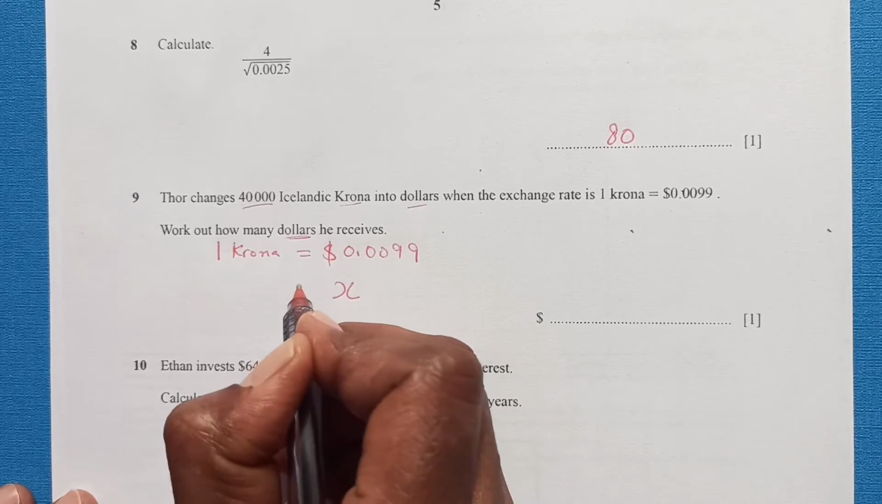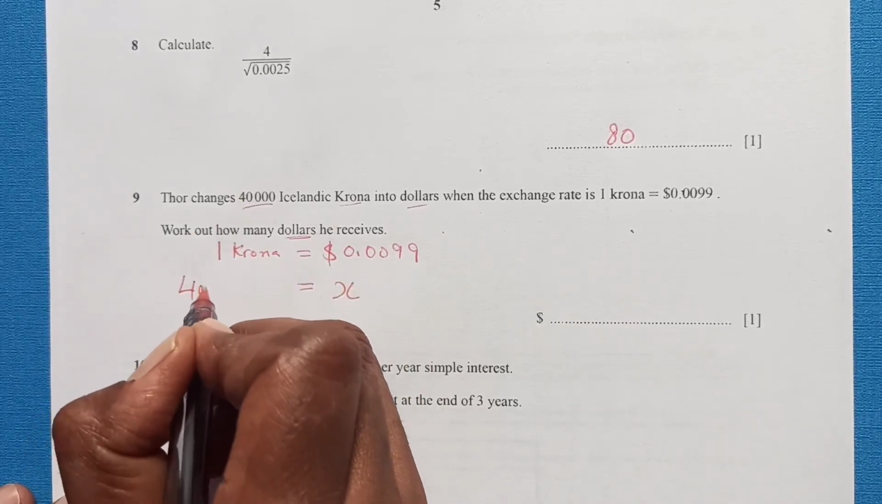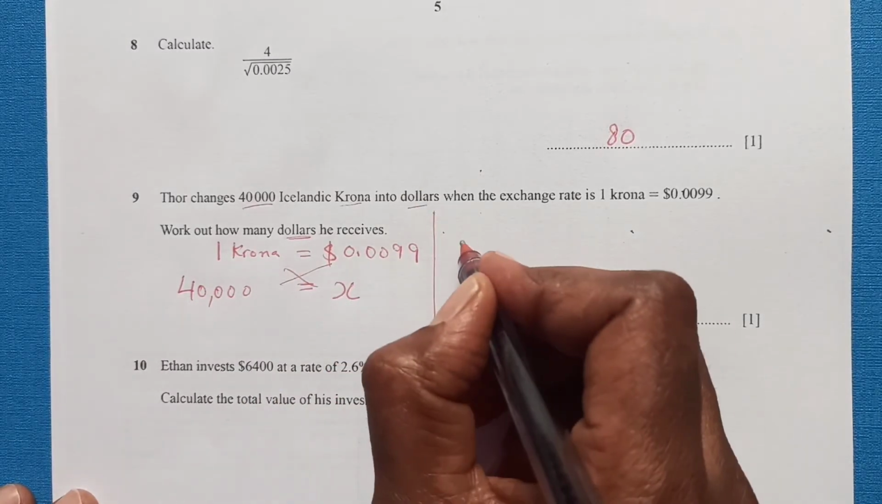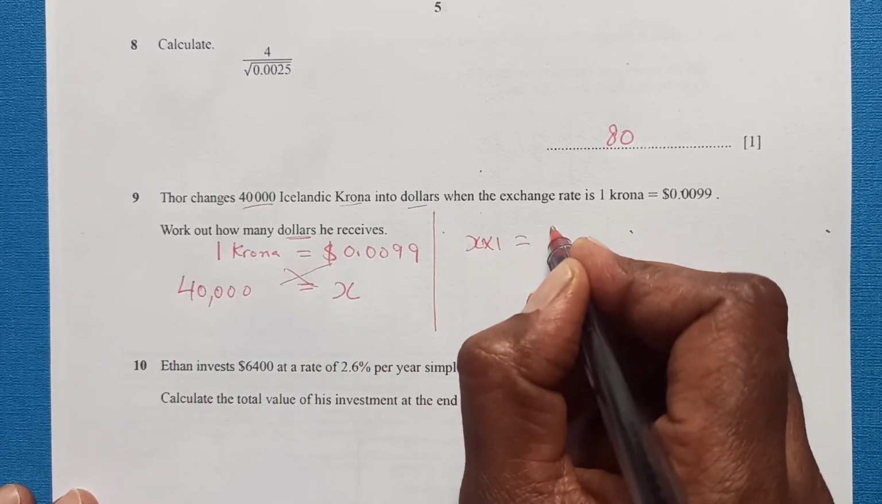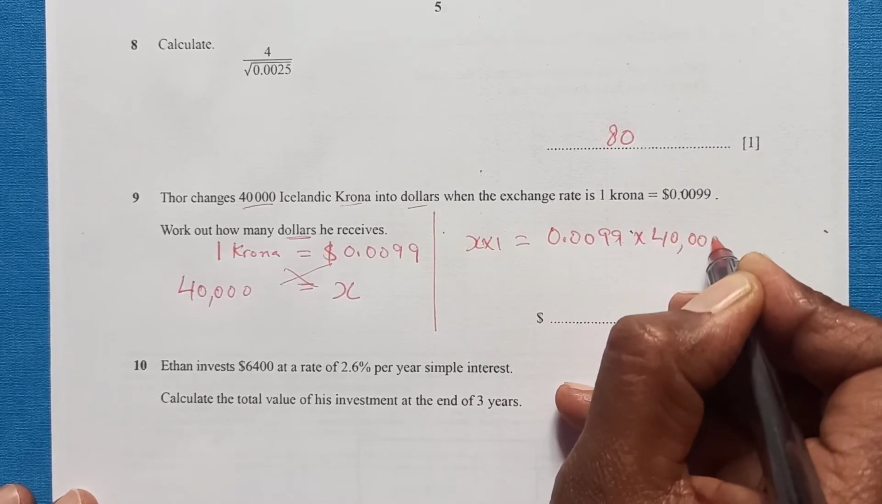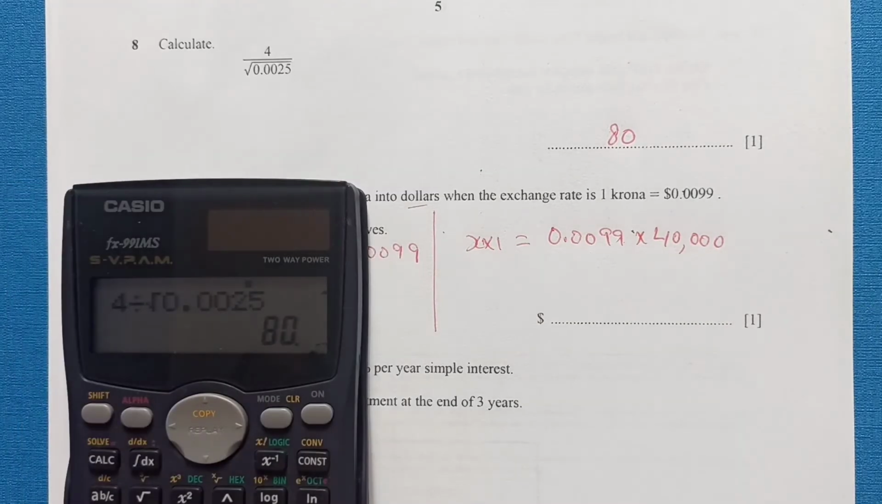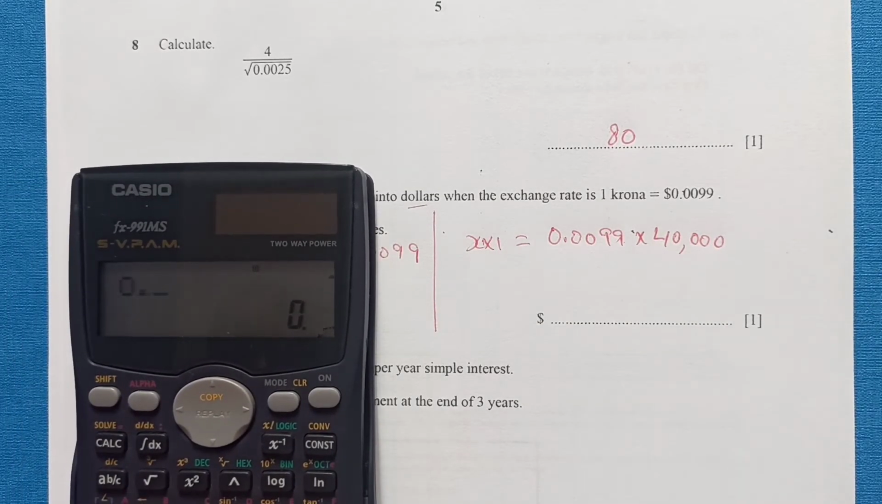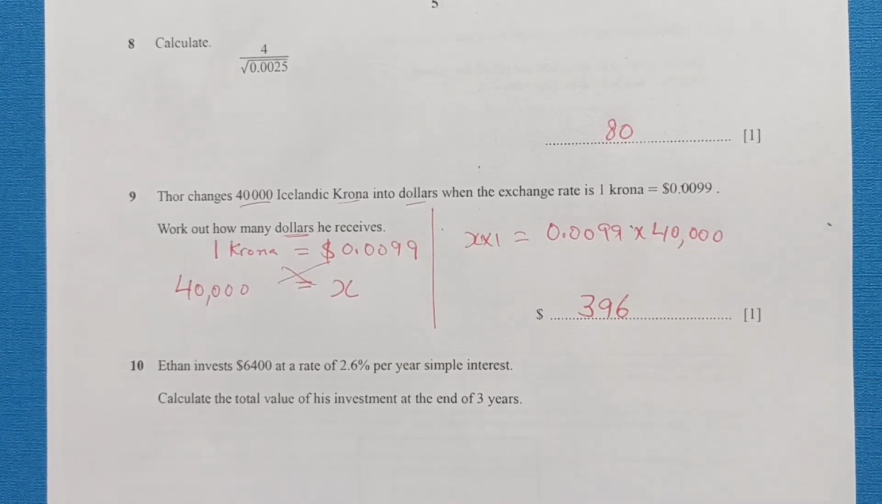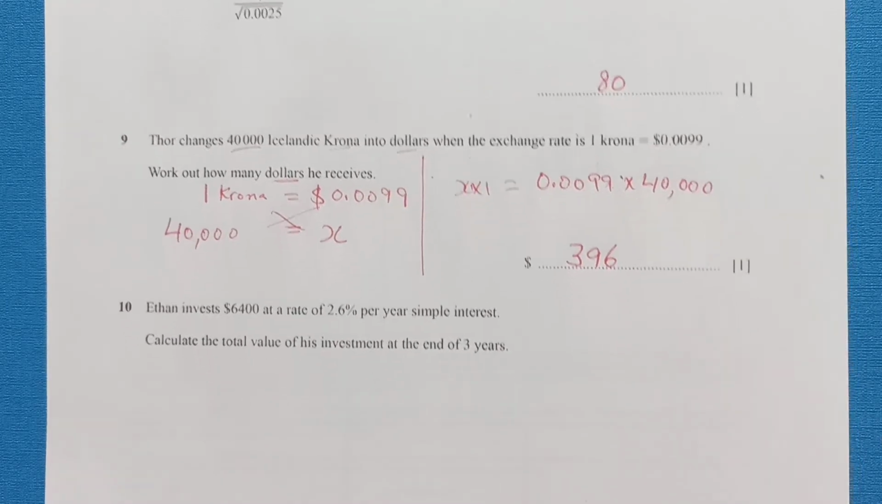This is the dollars column, so put dollar here. How much does he want to change? It's 40,000. So now just cross multiply. From here you will get x times 1 equals 0.0099 times 40,000. Let's calculate that. 0.0099 times 40,000 is 396. So it is $396.